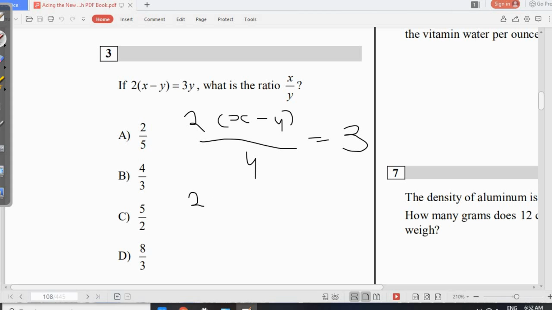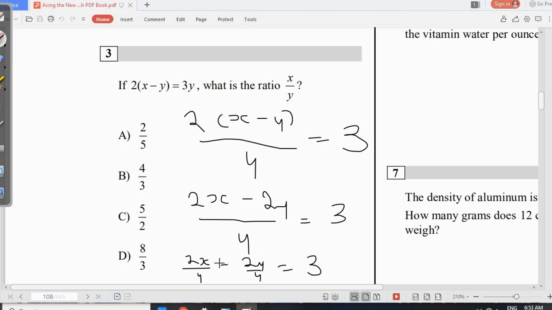Let's expand this. We have 2x minus 2y all over y is equal to 3. Alright, what does this also mean? This means 2x over y minus 2y over y is equal to 3. So let's keep this, let's rearrange this again. 2y over y, we're going to cut this and this. So we're having 2x over y minus 2 is equal to 3.